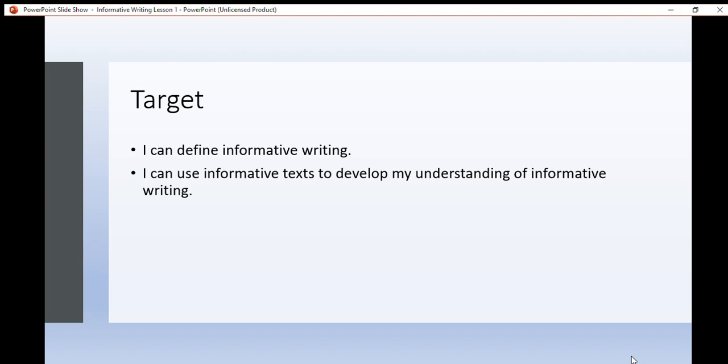I can use informative text to develop my understanding of informative writing. So we will also be able to preview some different informative texts to help us understand what we need to do when we write an informative text ourselves.